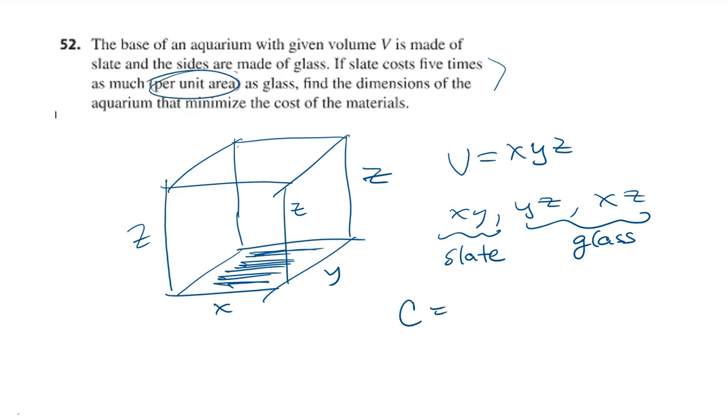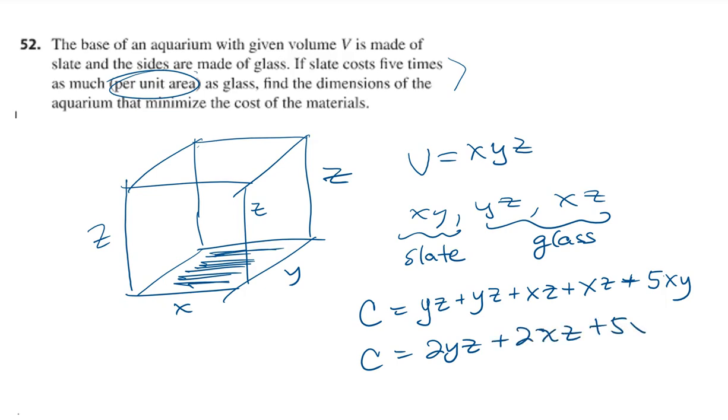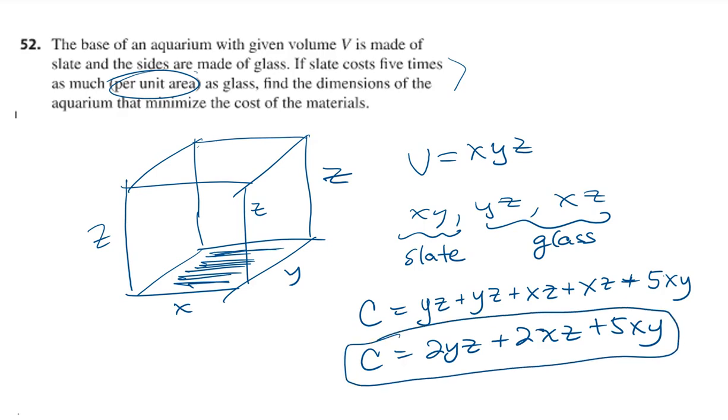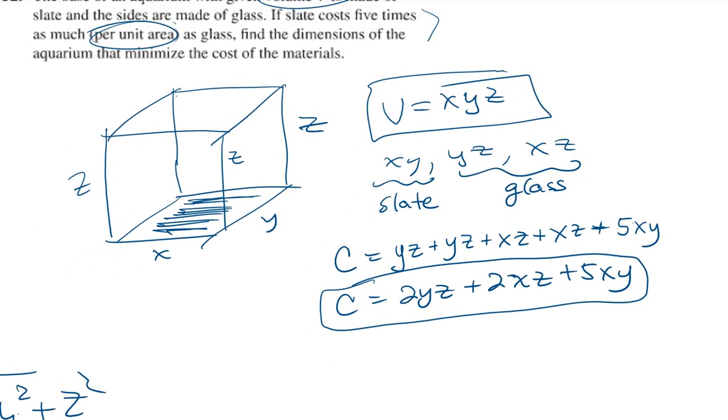So the cost of the glass is going to be YZ plus YZ, there's 2 of them on the sides, plus XZ plus XZ, there's 2 of those, the front and the back. And then the bottom costs 5 times as much. So that'll be 5 times XY. So the constraint is going to be 2YZ plus 2XZ plus 5XY. So the constraint on the aquarium is that, and the aquarium volume is this. The volume V is constant. So what we need to do, no, the constraint, I'm sorry, the constraint is V.